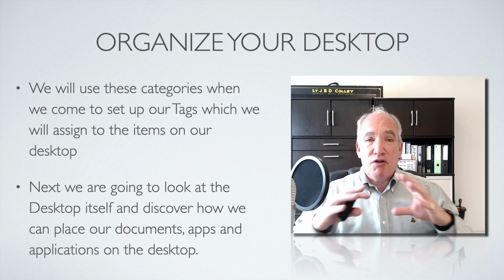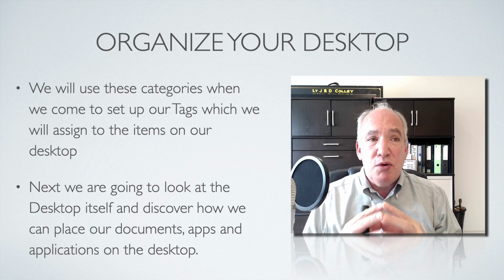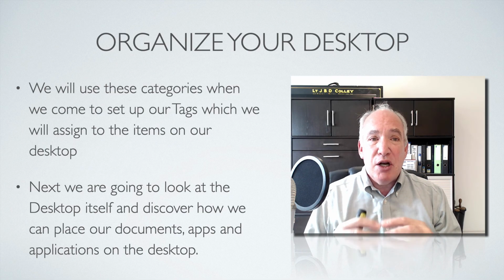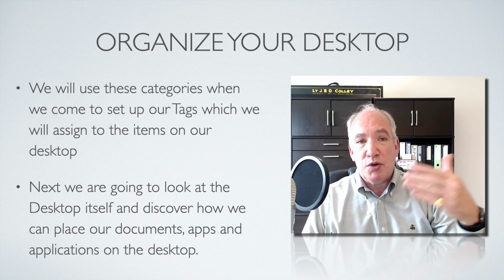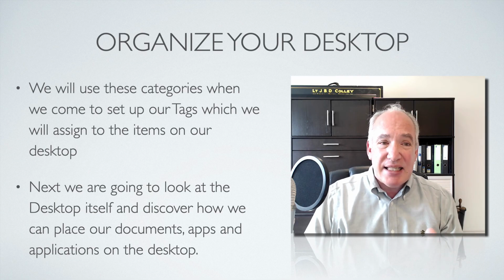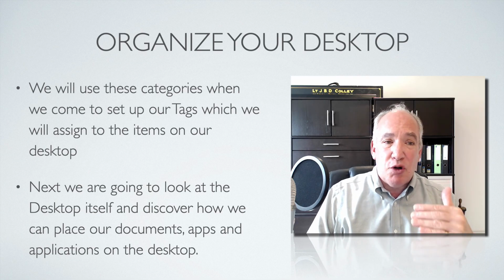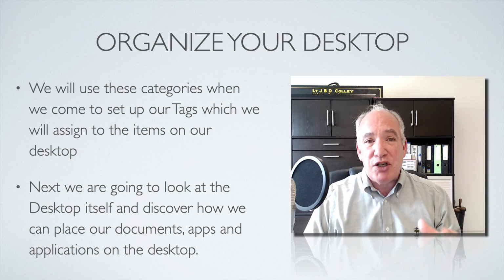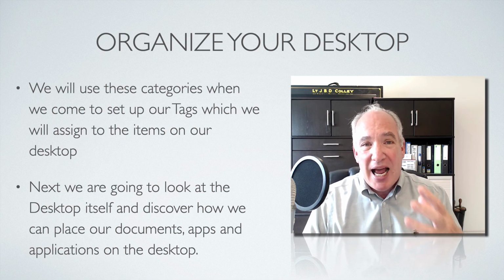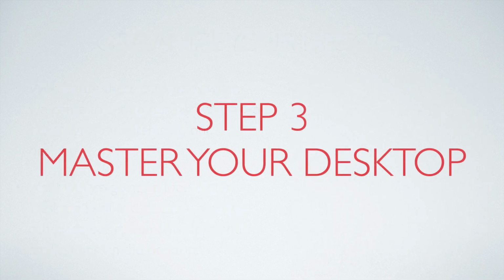So I've got this list of categories and we're going to use them when we come to set up our tags, which we will then assign to the items on the desktop, and you'll see in due course why we do this. But in our next step, we're going to look at the desktop itself and discover how we actually place our documents, apps and applications on the desktop and how we can get the most out of that placement. So in step 3, we're going to show you how to master your desktop.